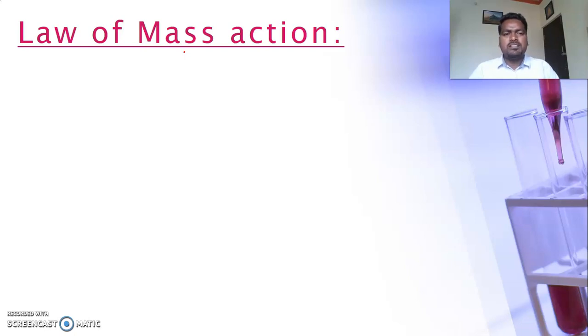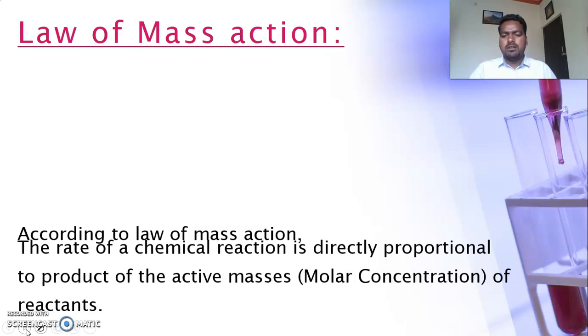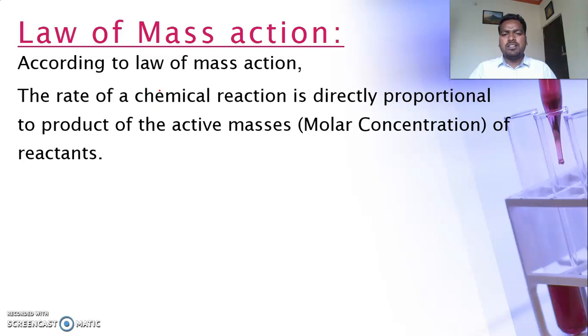So this law of mass action states that, according to this law, the rate of a chemical reaction is directly proportional to the product of active masses of reactant. So that means the rate of a reaction is proportional to the concentration of reactant, or the product of active masses of reactant. It is called this law of mass action. That is very simple.